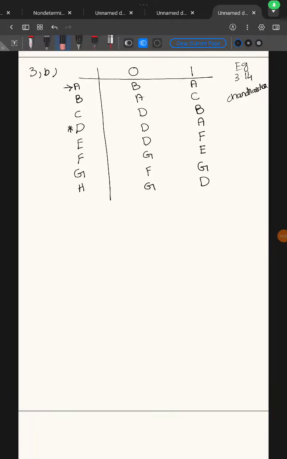They have given you a transition table and you have to find the minimized DFA for the given question. Okay, so this question they have taken from the Padma Reddy book, an exercise question, but actually this question is from Chandrasekhar Mishra book, example number 3.14.